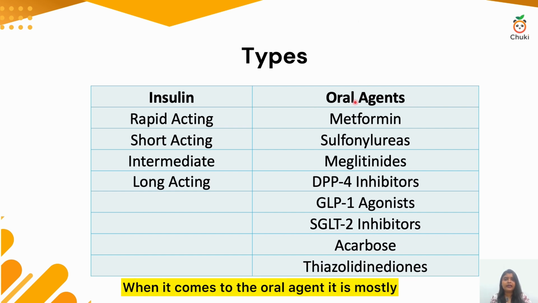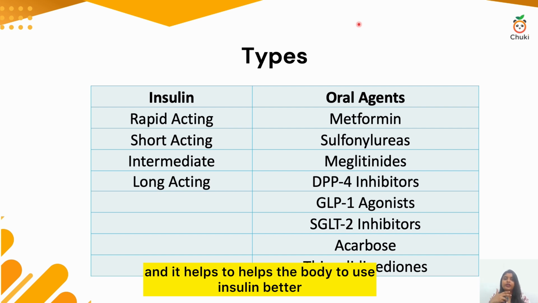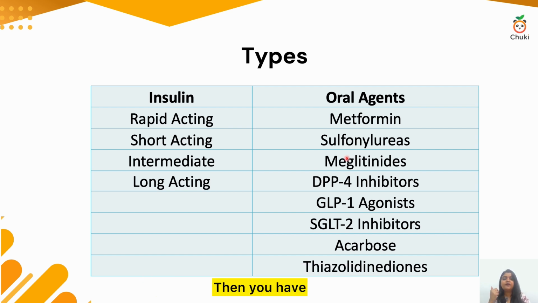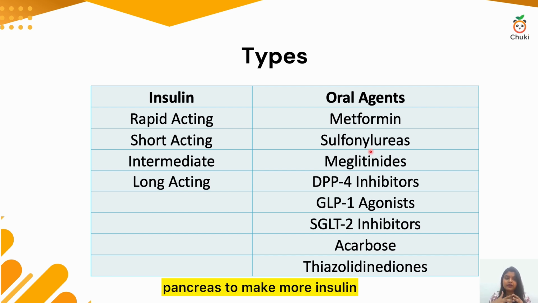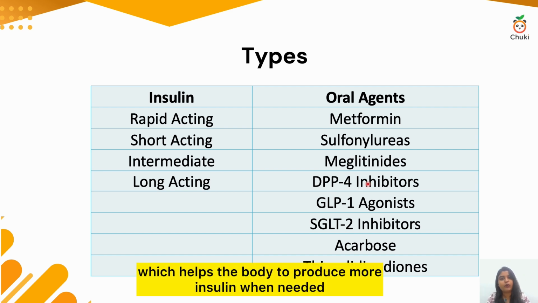When it comes to the oral agents, they are mostly for people who have type 2 diabetes, and they help lower the blood sugar level in different ways. For example, you have metformin, which is the most common pill, and it helps the body use insulin better. Then you have sulfonylureas, which help your pancreas make more insulin. Then you have meglitinides, which work similarly but act faster. Then you have DPP-4 inhibitors, which help the body produce more insulin when needed.